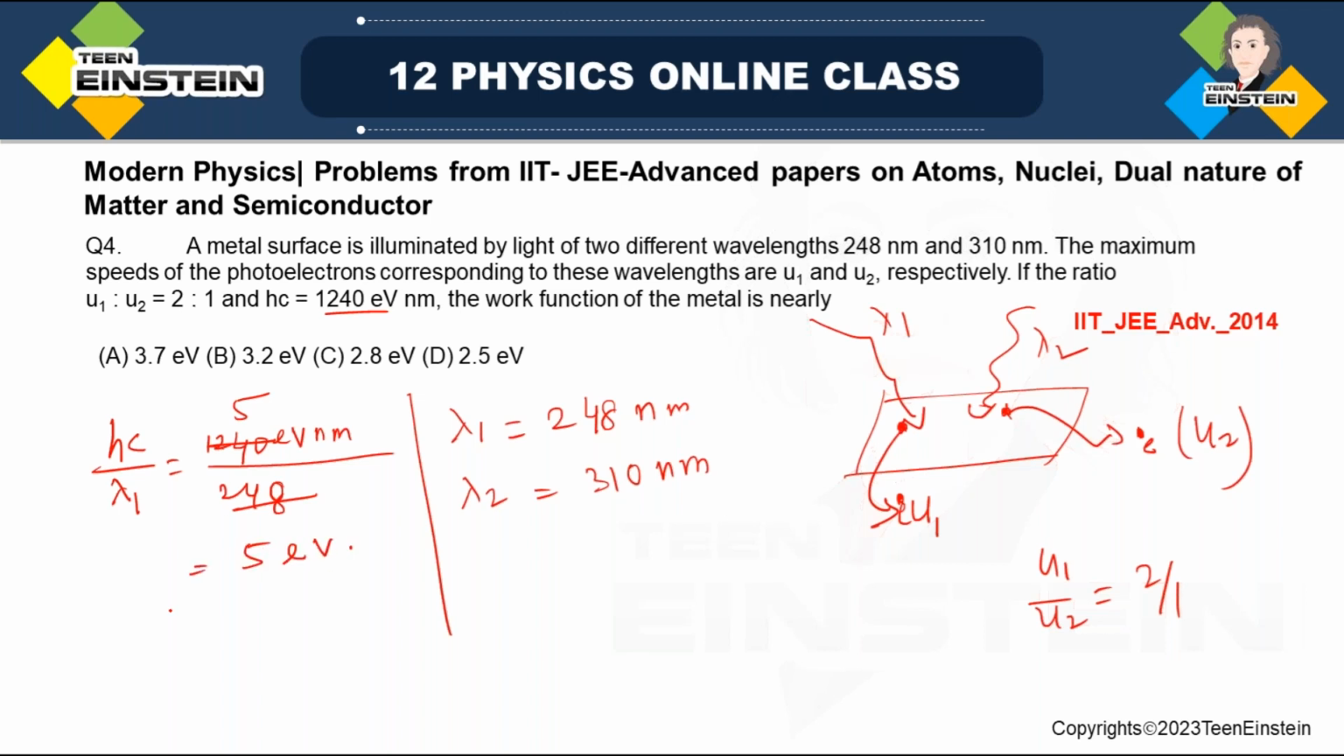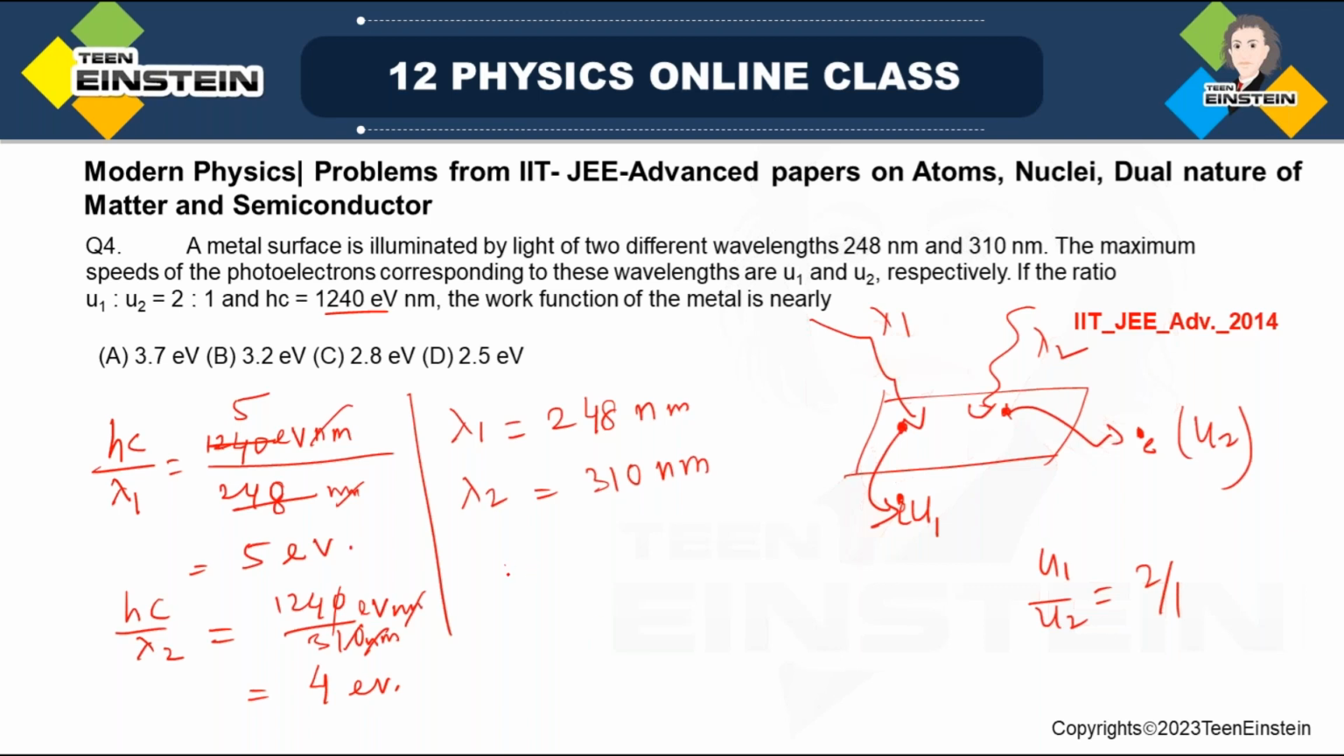And hc by lambda 2 will be similarly 1240 divided by 310, in electron volt nanometer. Ultimately the energy will be in electron volt, because nanometer will be there in the denominator, so nanometer will go off and only electron volt will be there. So this is 4 electron volt. We have got the energies.